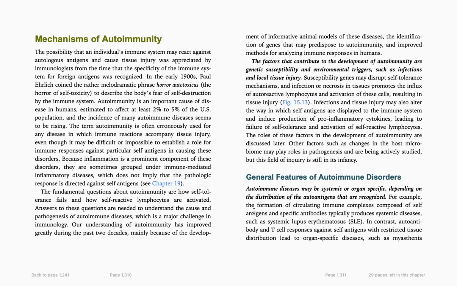in immunology. Our understanding of autoimmunity has improved greatly during the past two decades, mainly because of the development of informative animal models of these diseases, the identification of the genes that may predispose to autoimmunity, and improved methods of analyzing immune responses in humans.